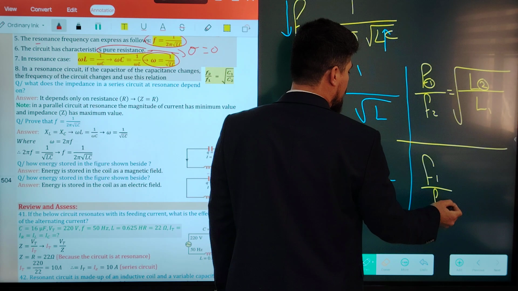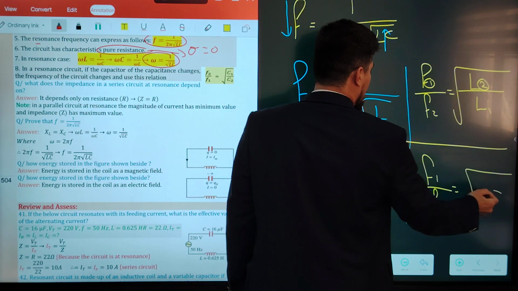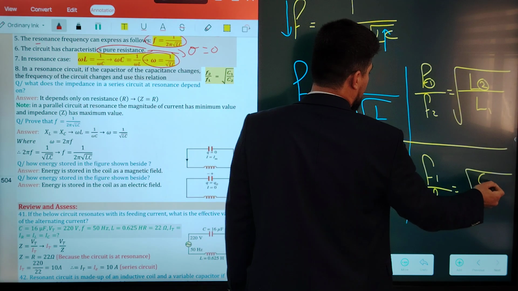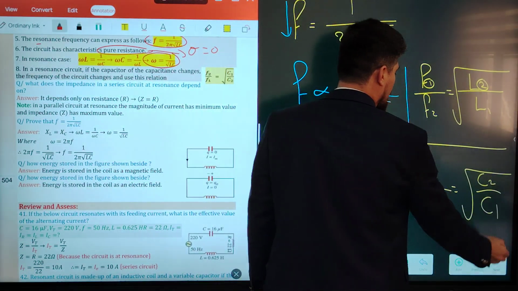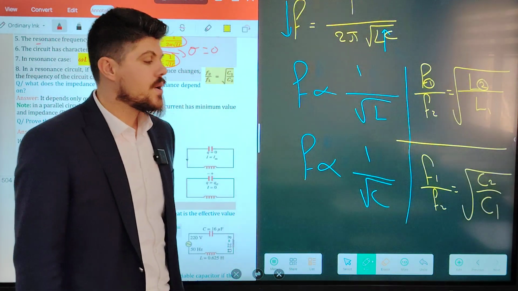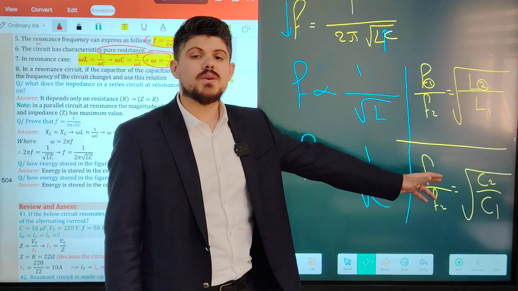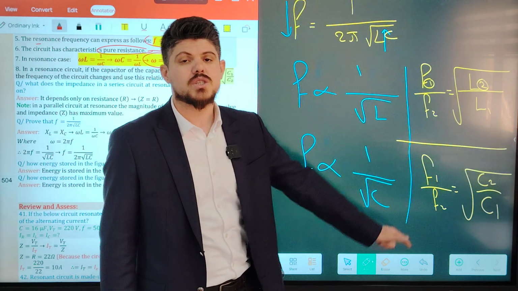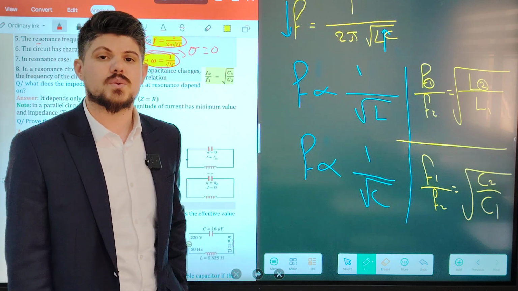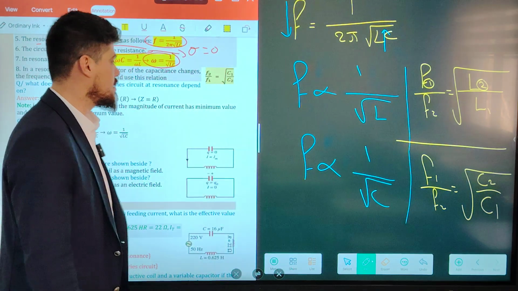F1 over F2 is equal to what? Is it equal to radical C1 over C2, or C2 over C1? C2 over C1. Why? Because capacitance with frequency is inversely proportional. Whenever the two capacitances are given in the question, you have to use this relation to determine how much the frequency changes by changing the capacitor.